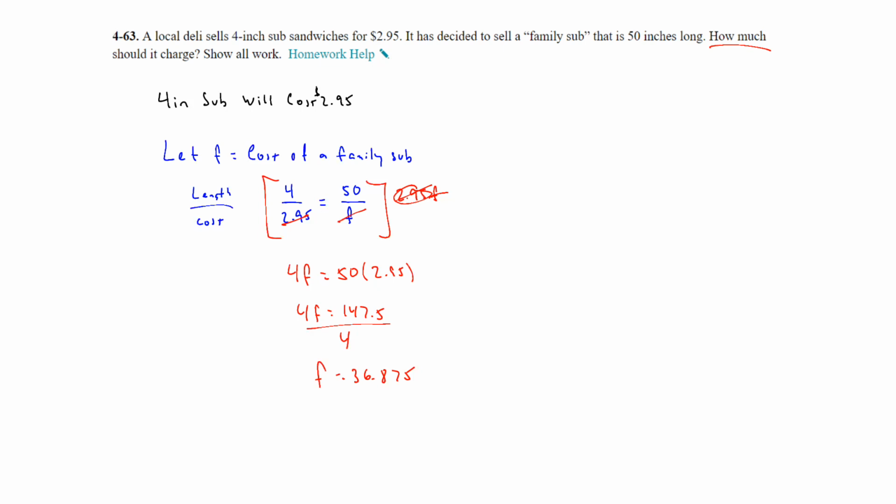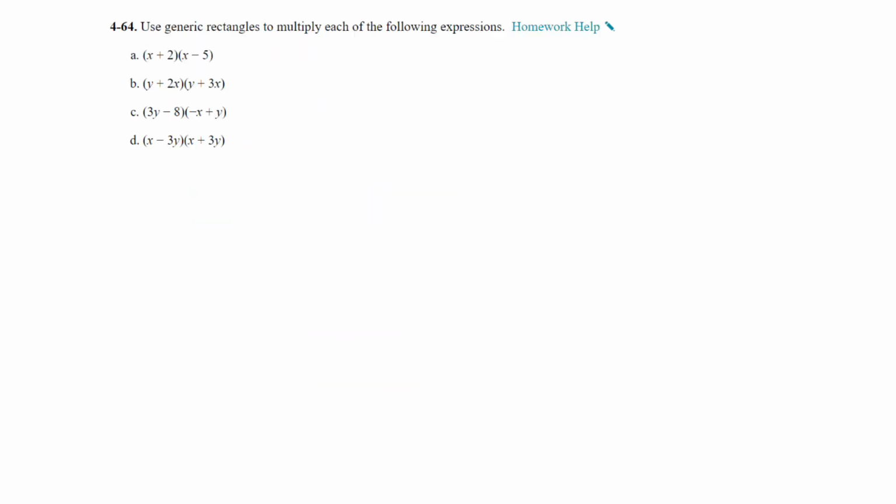And so how much should we charge? Well, we want to make sure it's in dollars and cents, so the decimal goes a little bit farther out, so we're going to go ahead and round. So the local deli should charge $36.88. We are going to round this 7 up to an 8 because of the 5. So once again, make sure you answer that question. The deli should charge $36.88 because we rounded up for a family size sub.